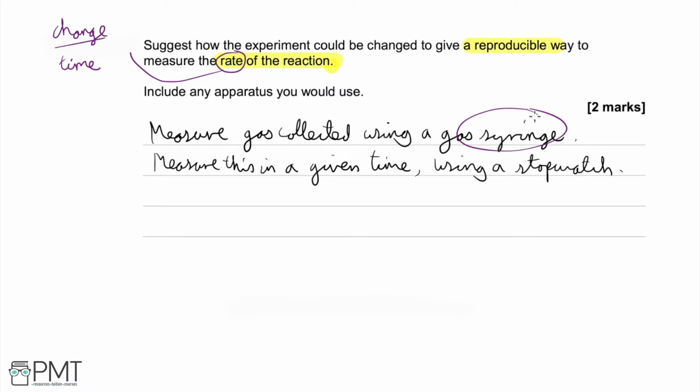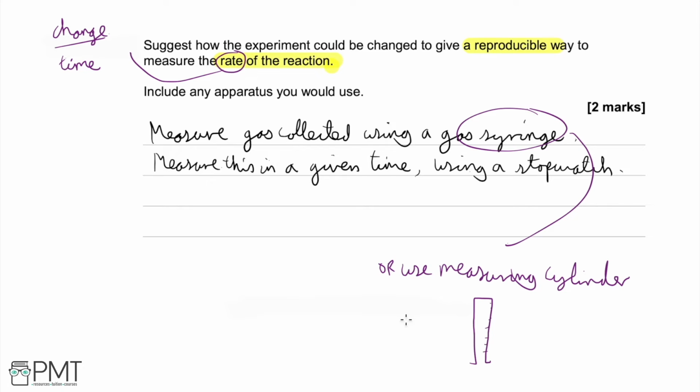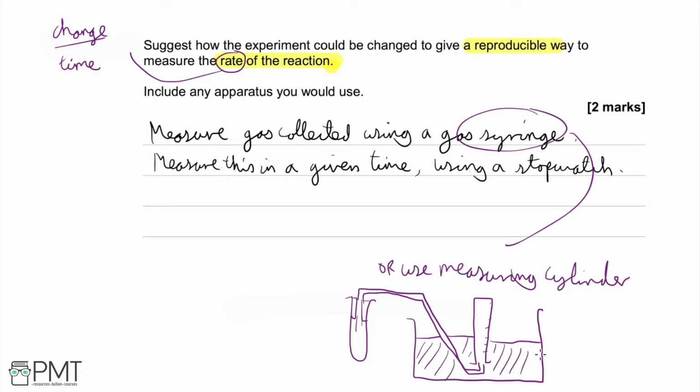Instead of using a gas syringe, we could have also used a measuring cylinder. To do this, we would invert the measuring cylinder in a basin of water. We would then connect a tube to the mouth of the measuring cylinder directly from the tube in which the yeast is respiring. This measuring cylinder would initially be full of water, so that any gas produced would displace it, thus measuring the quantity produced.